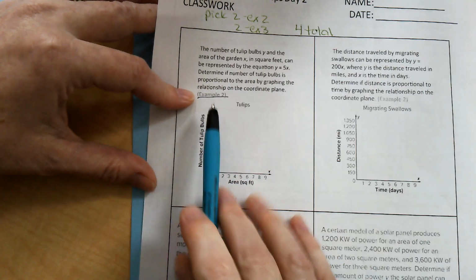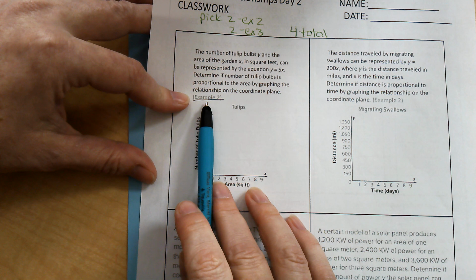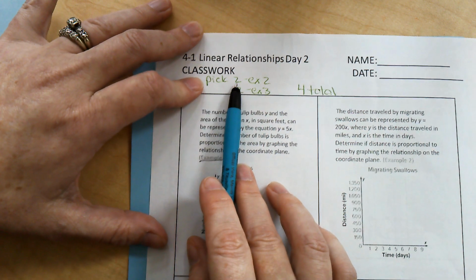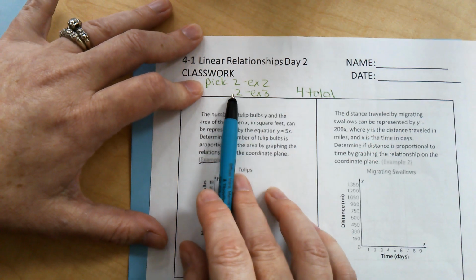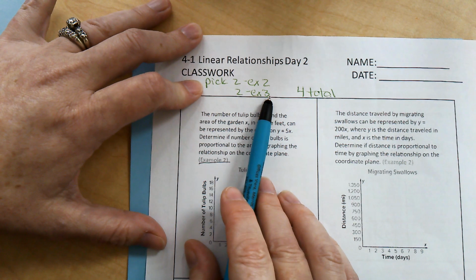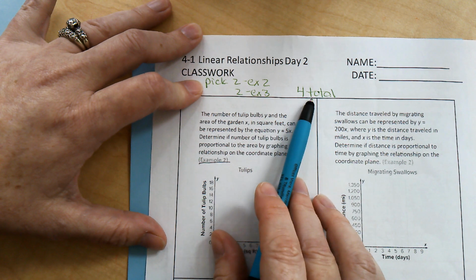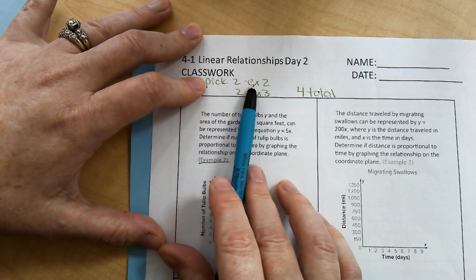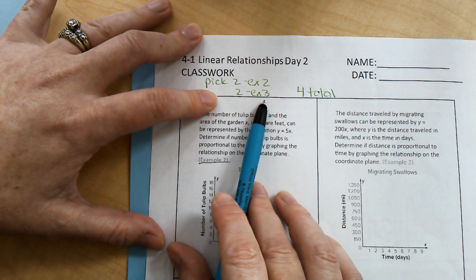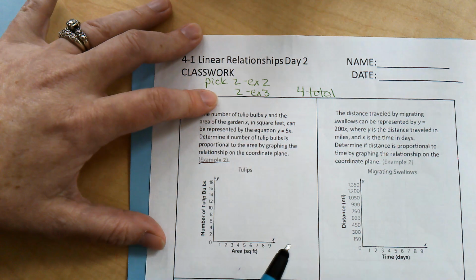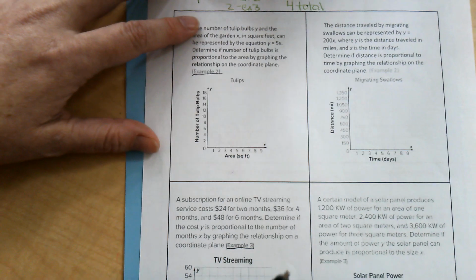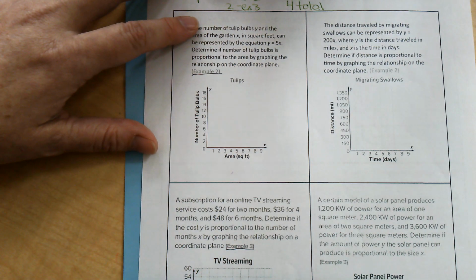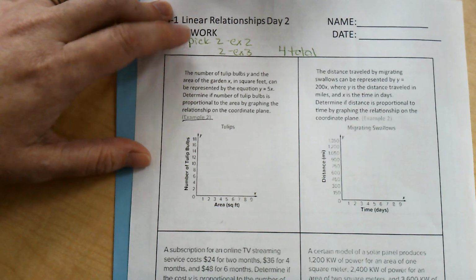Now what I want you to do is pick two example 2 problems and 2 example 3 problems for 4 total, all right? Remember, 2 example 2s, 2 example 3s. I don't care what combination you do. You can do just the front, you can do just the back, you can pick 1 here and 3 on the back. I don't care. But remember, don't do them all.